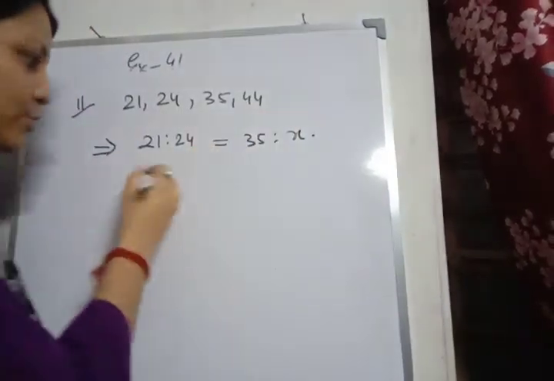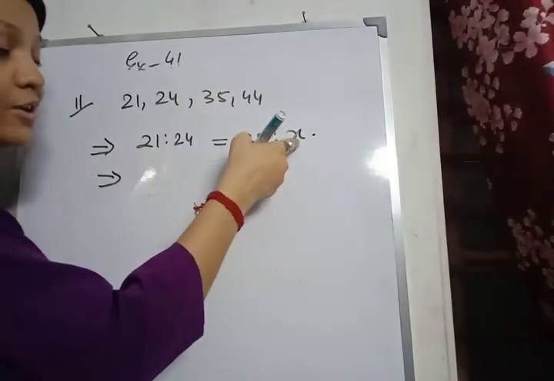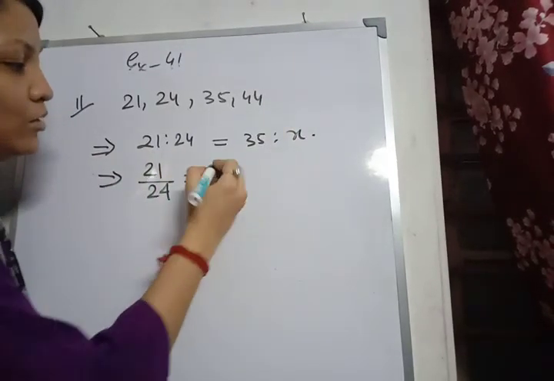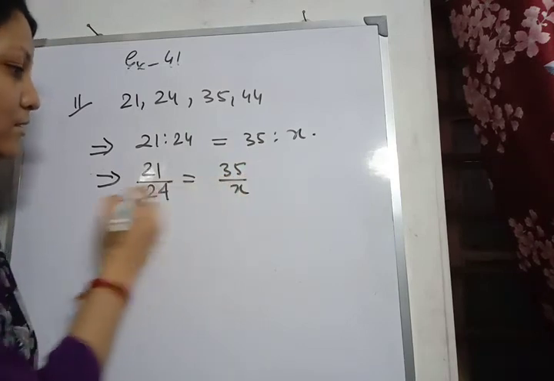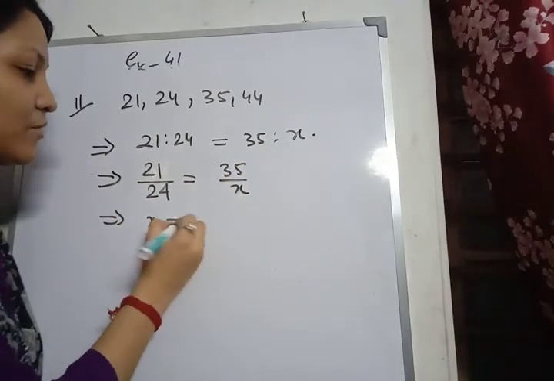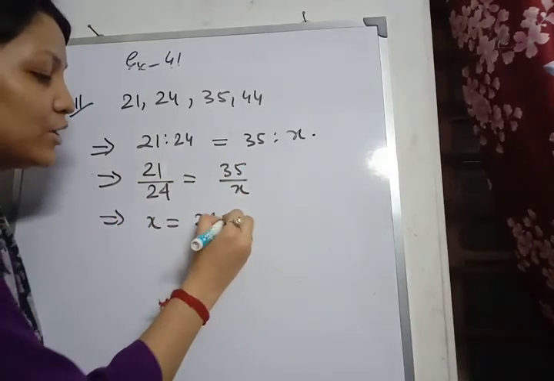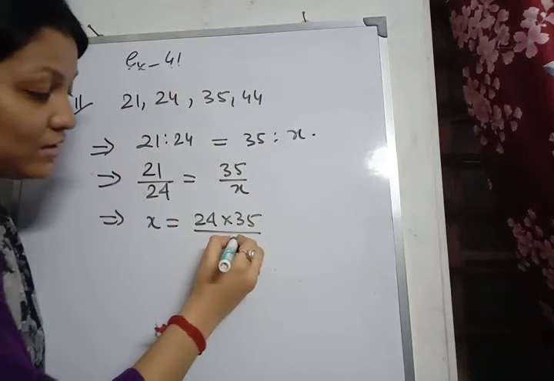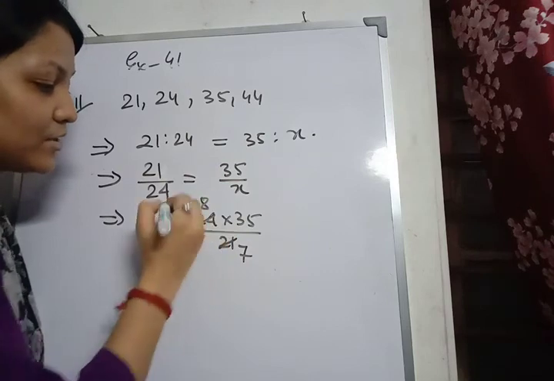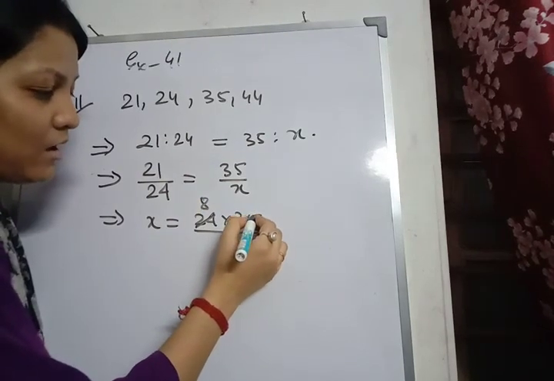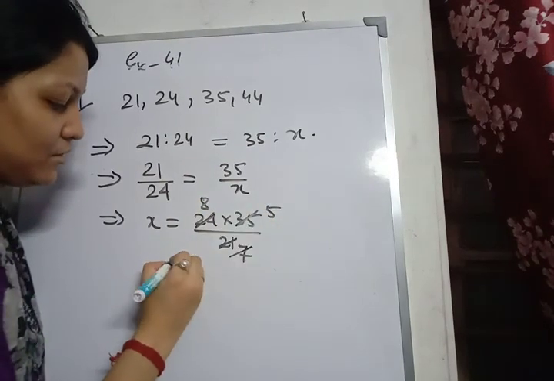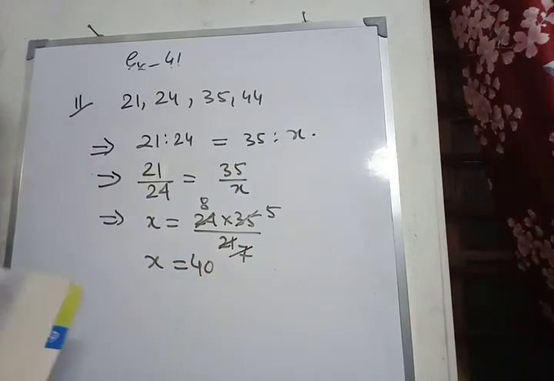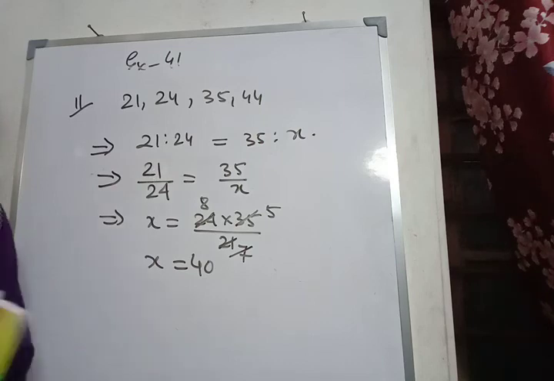The second part we are doing to find out the fourth term. The fourth term be x. So 21 by 24 equals 35 by x. On cross multiplication we get x equals 24 into 35 by 21. 3 7s are 21, 3 8s are 24, 7 5s are 35. x equals 40. That means the fourth term is 40. So that is the answer over here.